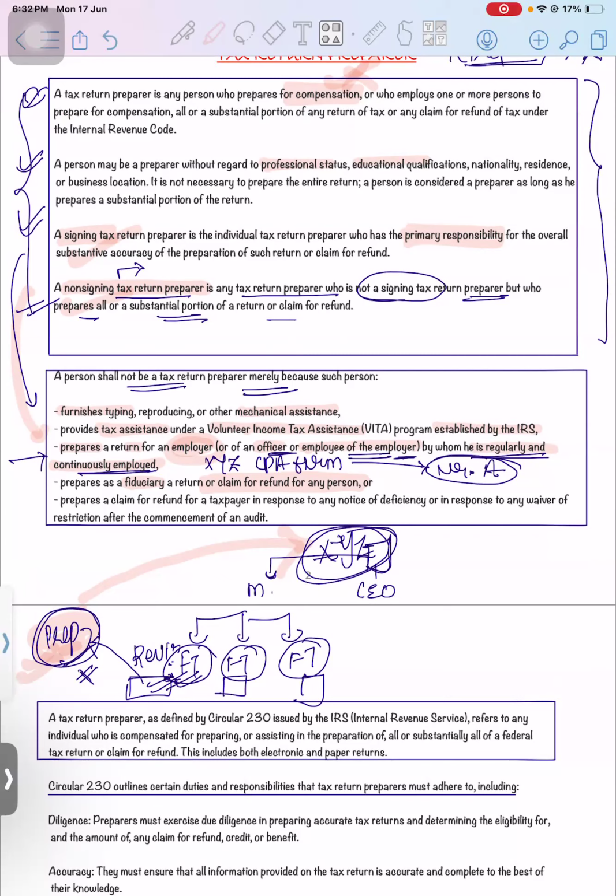as not in the professional capacity. Let's say after completing EA, you will have some connections in the US, maybe your brother, sister, or cousin brothers. You will ask them, okay, now I can also prepare the return. So you will prepare free of cost for them. So you are preparing it as a fiduciary. You won't fall under the definition of tax return preparer.